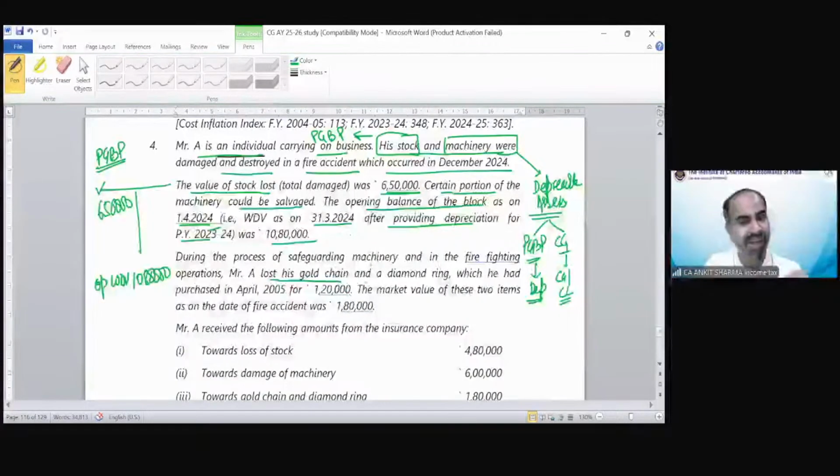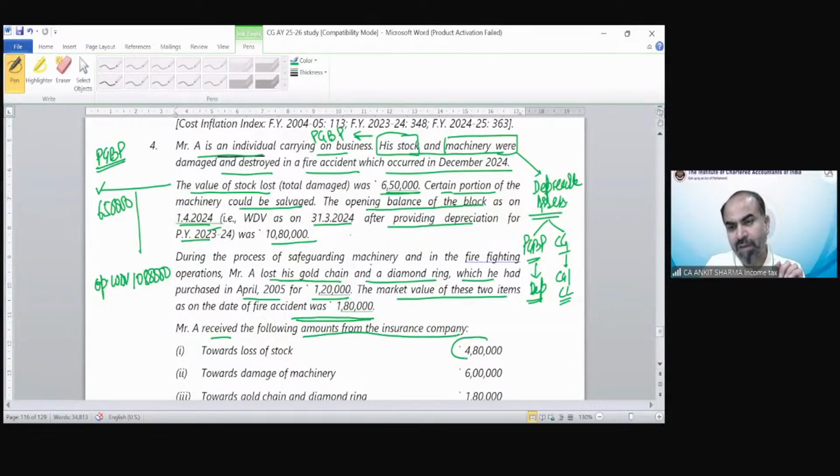So gold chain is a capital asset, of course, jewelry, etc. And a diamond ring he lost, which he had purchased in April 2005 for 1,20,000. The market value of these two items at the date of the accident was given as 1,80,000. So now we have to do the treatment for stock and then machinery, and now for the gold chain and diamond also. Now the information says that Mr. A received the following amounts from the insurance company. So all these assets are insured.